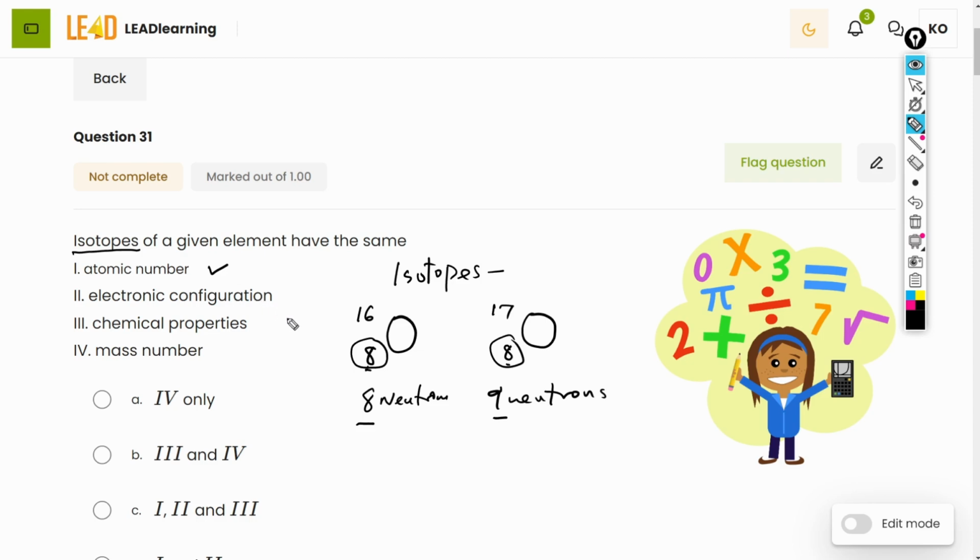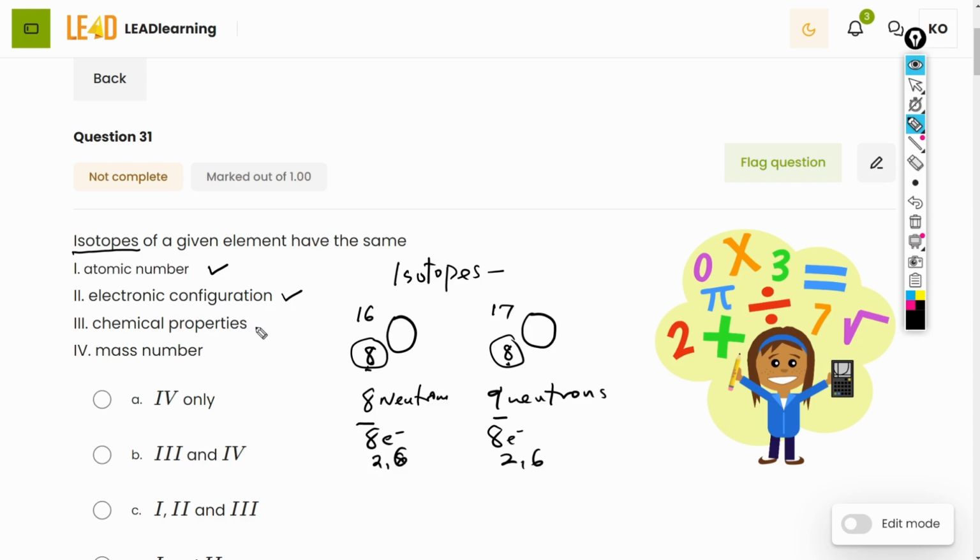Electronic configuration. Now this is true, they have the same electronic configuration. Why is that so? Proton number is the same as electron number, so it means that we have 8 electrons in oxygen 16 and 8 electrons in oxygen 17. So if we do the configuration, it will still be 2 6 2 6.